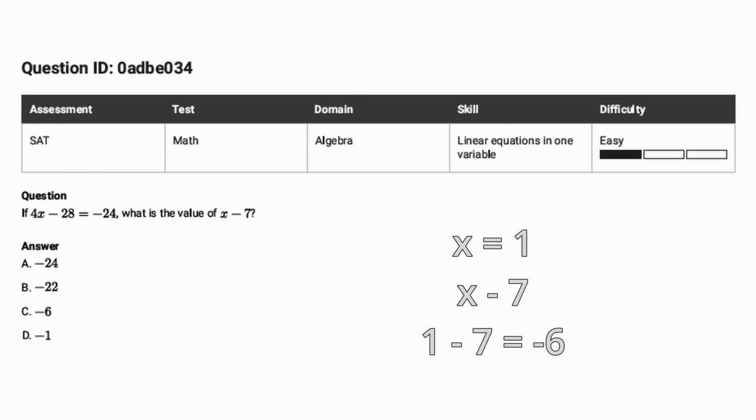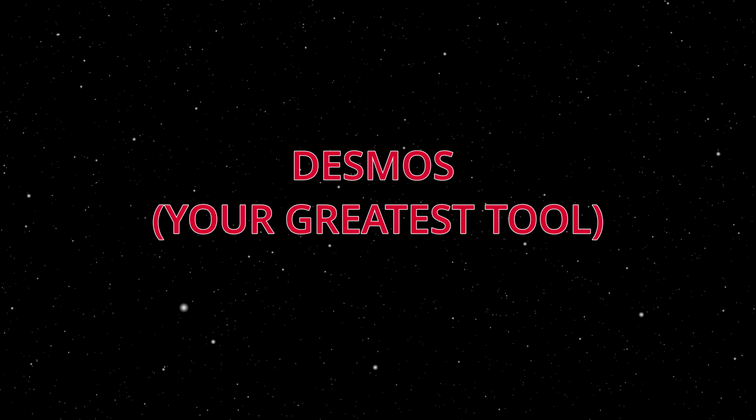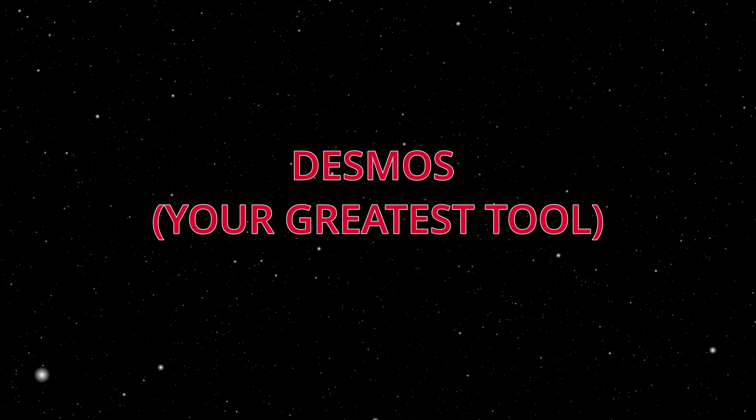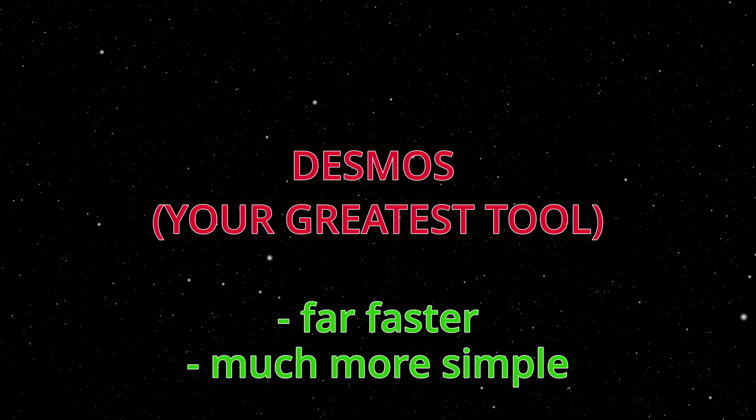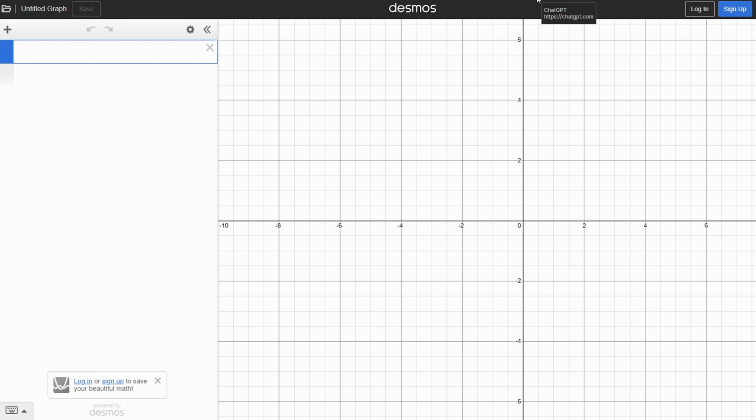which is negative 6. Now here's how you can do it on Desmos, and this is how I recommend doing it on the actual SAT, because it is far faster and much more simple. You pretty much don't even have to use your brain. On Desmos, you can genuinely just type in the equation. Let's use 4x minus 28 equals negative 24 in this case.